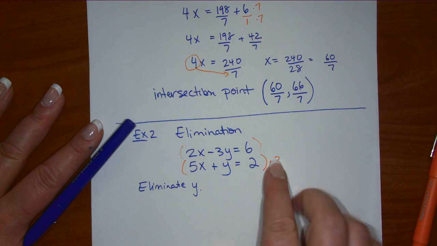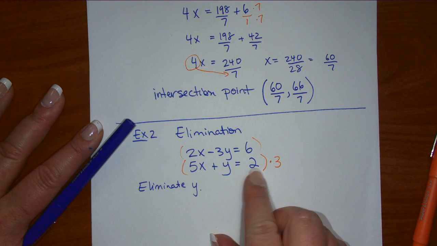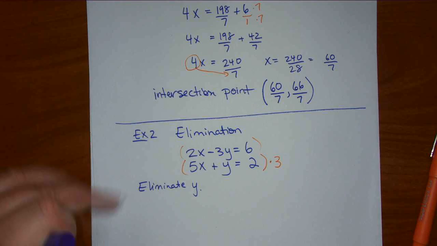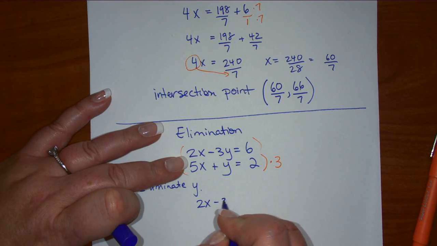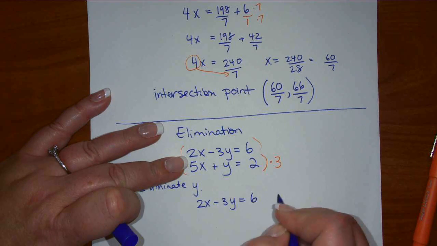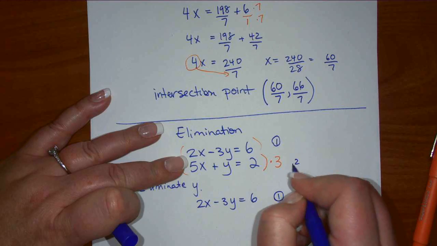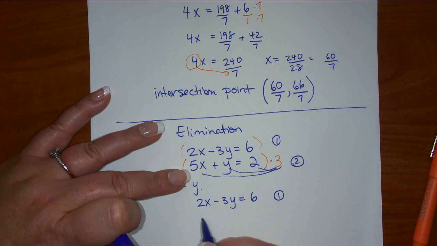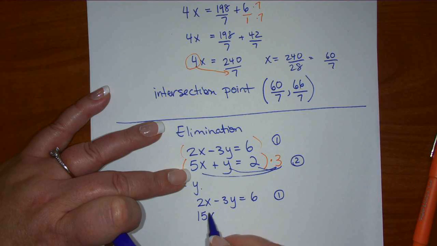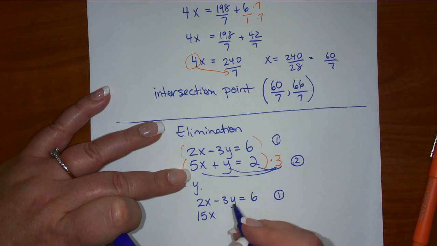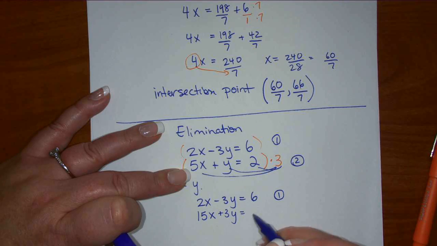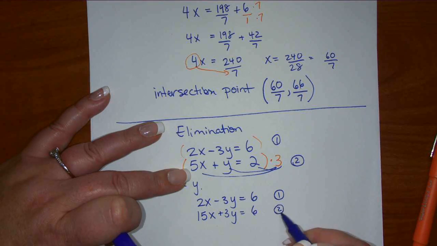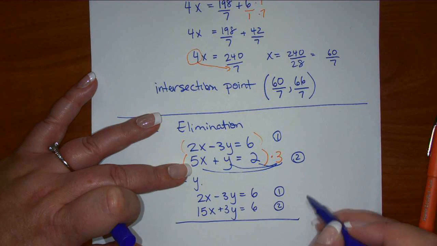But make sure that you actually multiply everything in that equation by 3. So the first equation I'm not changing, so let's just write it down. That's equation 1. Equation 2, I'm going to multiply everything by 3. So 5 times 3, y, just 1 times 3, and 2 times 3. There they are. And then we add them together.